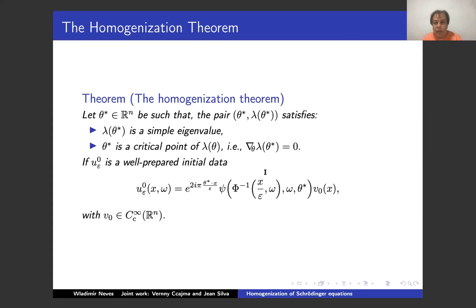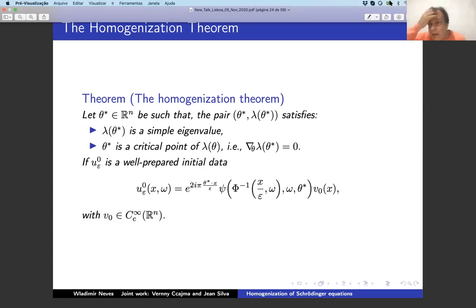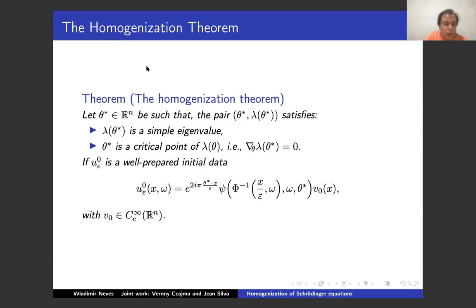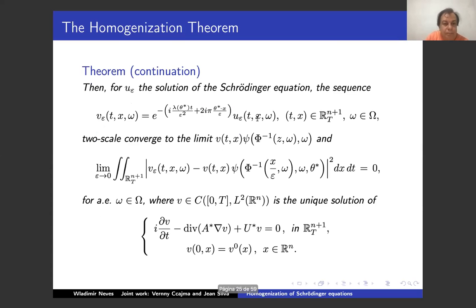So then we arrive at the homogenization theorem, or the main theorem of this talk. So consider that theta star satisfies the conditions before, and your initial data is a prepared initial data. Then there exists a function U epsilon, which is the solution of the Schrödinger equation for each epsilon fixed, okay?